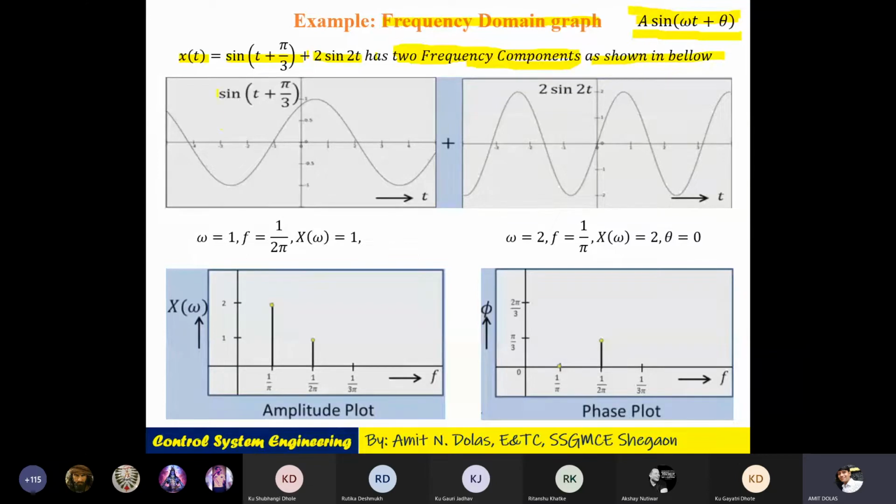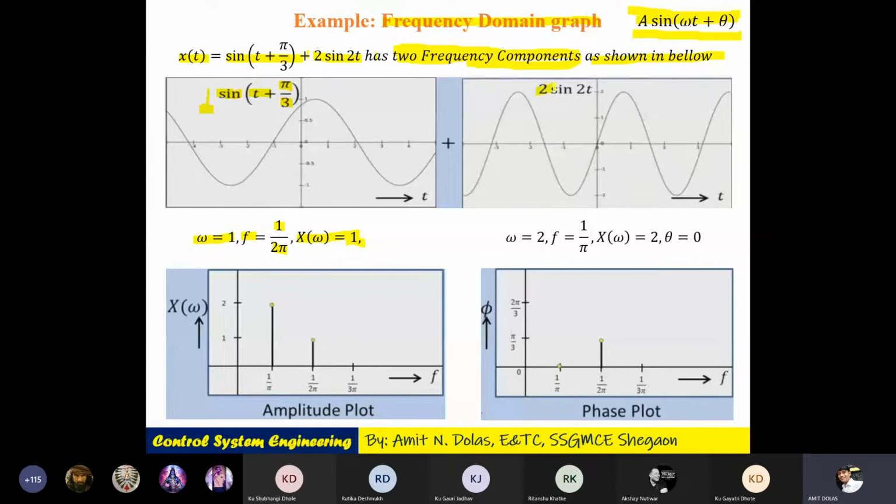So as shown below, here is one signal, sine of t plus pi by 3, wherein omega is 1, as t alone is there. F we will consider as 1 by 2 pi, just for understanding purposes. And what is the amplitude at omega? X of omega is 1. Omega is 1 and X of omega means magnitude. Here there is a 1 before the sine.